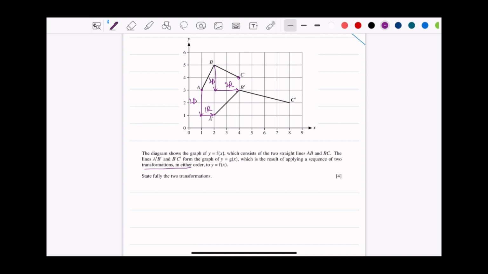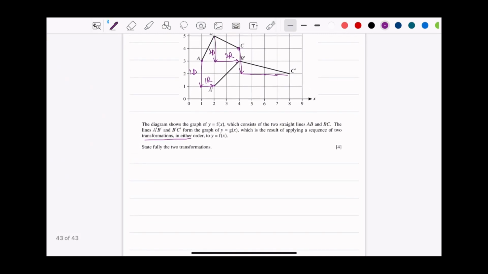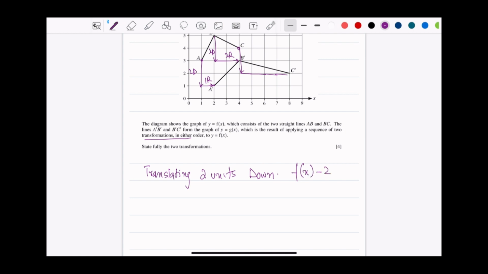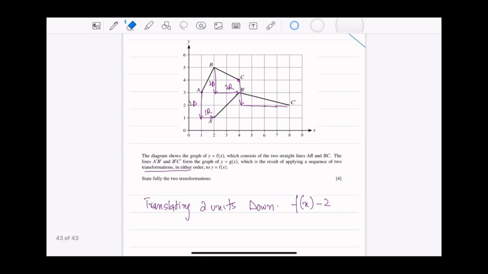For C, 2 down and 1, 2, 3 and 4 right. So one thing is common, the whole thing is moving 2 units downward, but the right translation is not the same. So we say that translating 2 units down and f of x minus 2. Now look for stretch. We've checked out all the ups and downs. Now look for stretching. Now check for horizontal stretch.